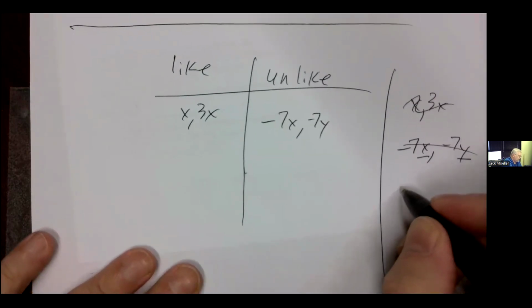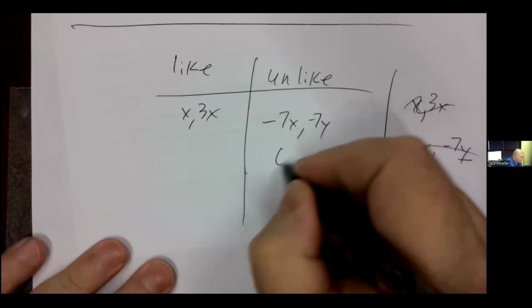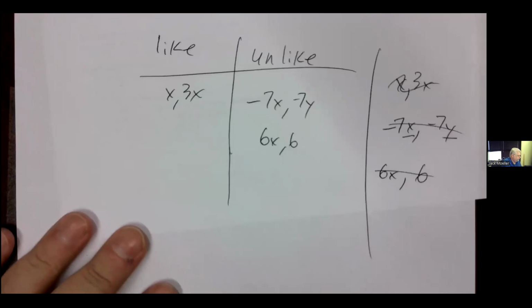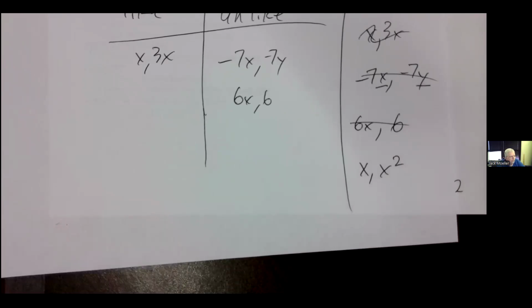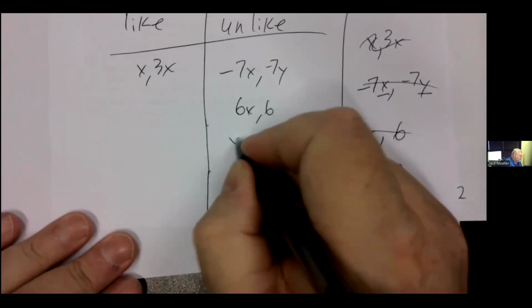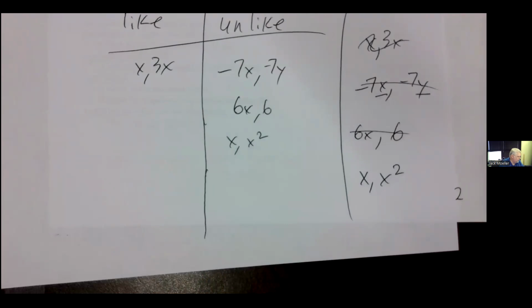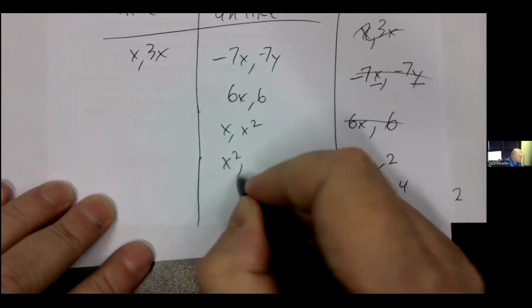Okay. What about 6x and 6? Are those like or unlike? Well, one has a variable, one doesn't. So they can't have the same variable. So those are definitely unlike terms. What about, let's see, x and x squared? Well, they both have x, but they have different exponents. So it looks like they're related, but they're not the same, right? So those are unlike terms. I can do that for anything, like x squared and x to the fourth. They both have x, yes, but they have different exponents.